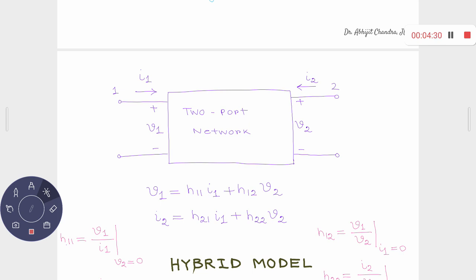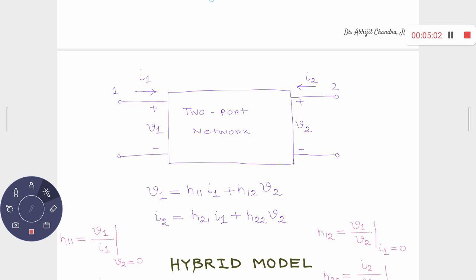Typically, this particular terminal is considered positive with respect to the reference one, and this terminal is also considered more positive with respect to the reference one. So this is V1, the voltage at port 1, and V2, the voltage at port 2. The current entering through port 1 is I1, and that is the positive direction of the current. Similarly for port 2, this is the positive direction, I2. So you have different variables here: V1, I1, V2 and I2. V1 is your input port 1 voltage.